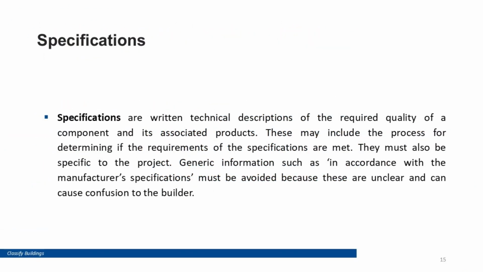Specifications. Specifications are the written technical requirements for materials, workmanship, and quality. They also support compliance because they record what must be achieved. Good specifications are project-specific and clear, so they don't create confusion during construction.